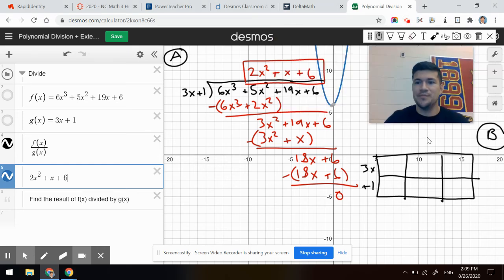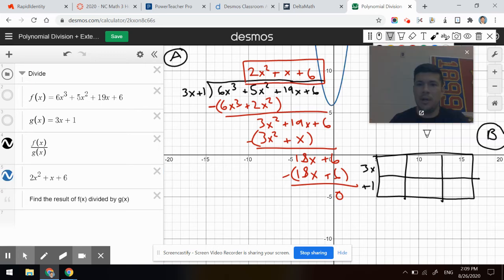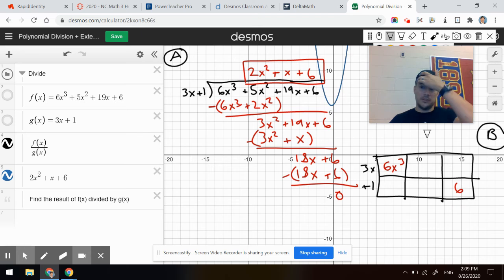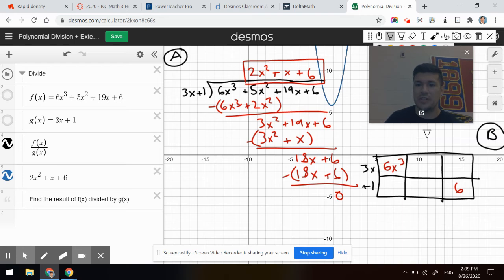Sure we do. Let's think a little bit about factoring. So essentially, I'm trying to figure out how many times 3x plus 1 will go into 6x cubed plus 5x squared plus 19x plus 6. If I think about the box, right? Whatever I multiply 3x plus 1 by the other factor, I'm going to get 6x cubed right here, right? And I'm going to get a 6 right here. That's the way the box works. Leading coefficient, top left, y-intercept, bottom right. So I can really treat this like a puzzle.